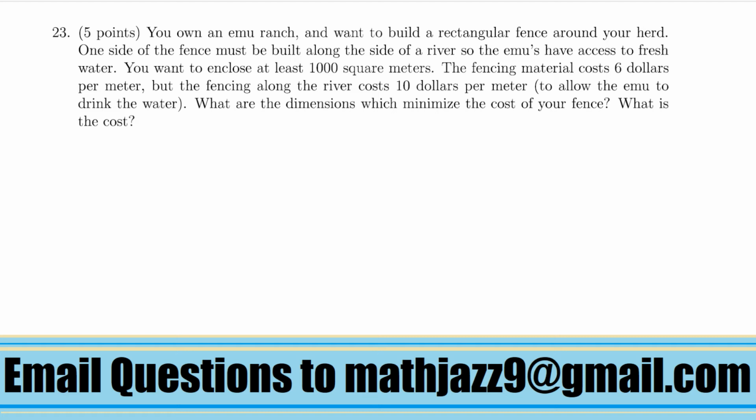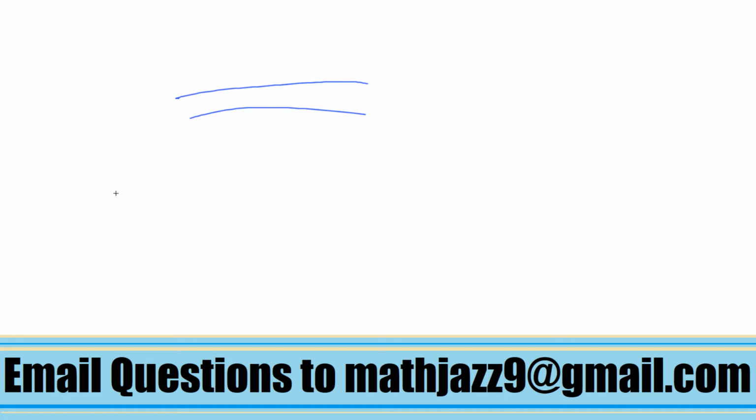So here's our river. And here's our fence. Here's our river, here's our fence. Maybe I'll color the river a little bit. That looks like a river. Okay, so we have this side here, which is x, this side here, which is y. We know that the area of this is equal to xy.